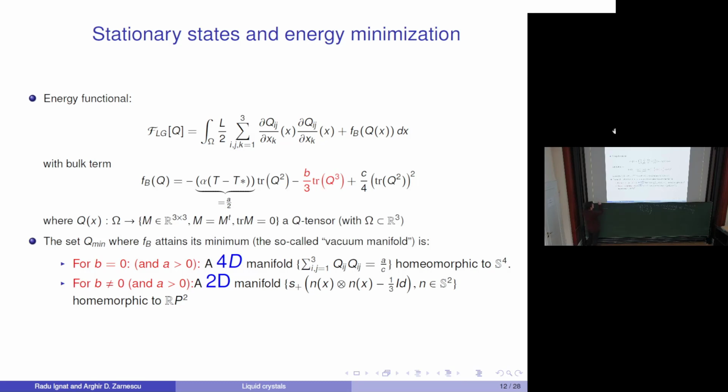And once they are uniaxial, then I can do simpler calculations. So, lemma: for b non-zero, minimizers of F_B are uniaxial. I remind you that this means they have 3 eigenvalues, 2 of them equal.